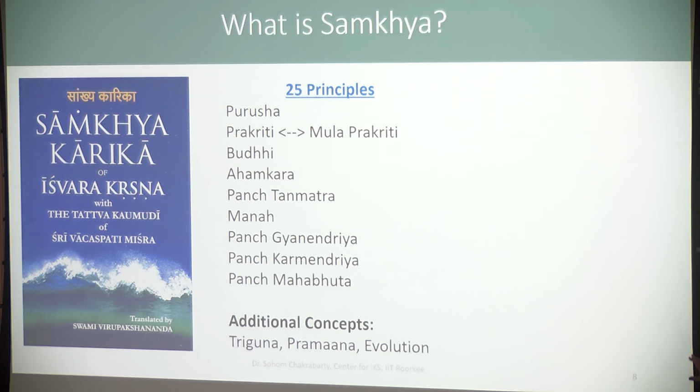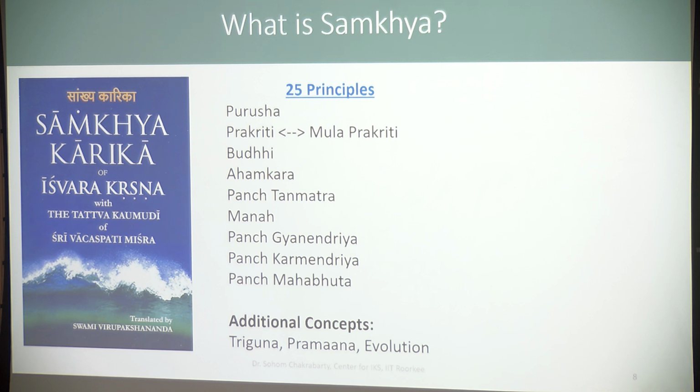And what does it contain? Majorly, the Sankhya system is constituted of these 25 principles. These are the names. You may have heard some of the names like Buddhi, Ahankar, Mana. Mana is Man, and Gyanendriya, Karmendriya, Mahabhuta. I am not sure whether you have heard about Tanmatra, Purusha and Prakriti. These are not so well known to us.